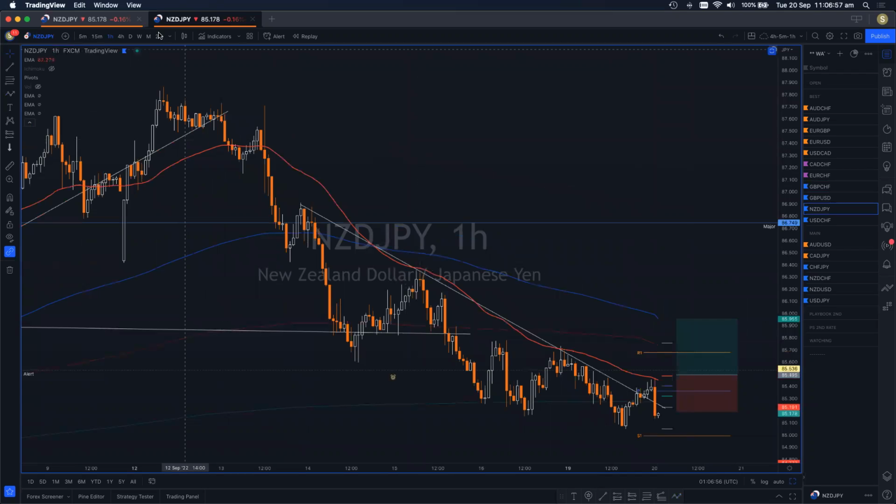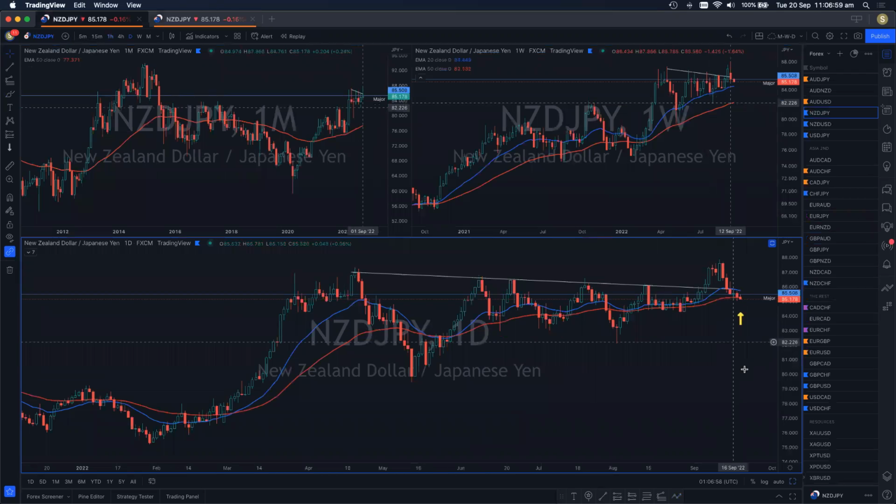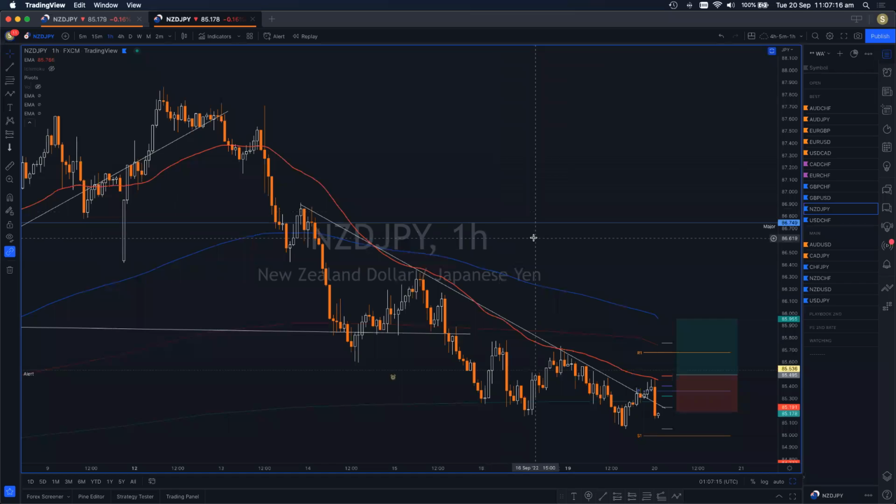Kiwi yen. What's that doing there for? Kiwi yen. Okay, if we ignore this trend line here, which is just broken on the daily, so it's pulling down, pulling back. This is one of those yen pairs that looks like it's going long. Some look like going long, some like going short. But there's no proof of it going long yet.